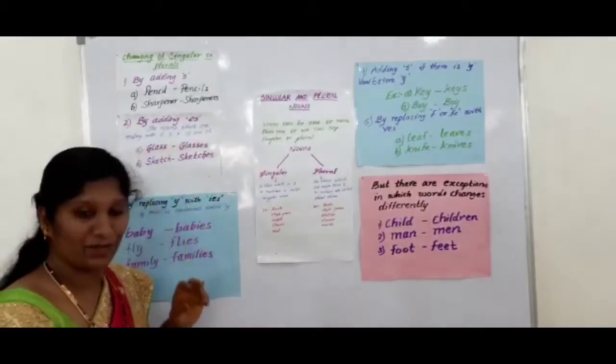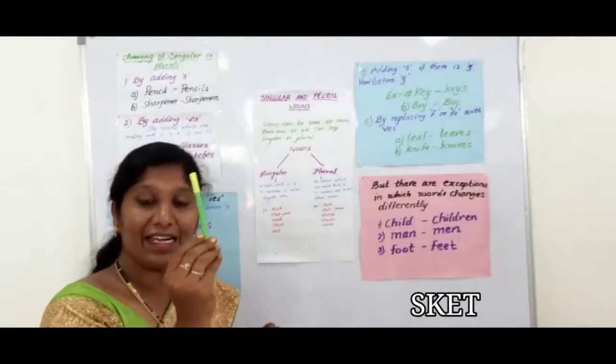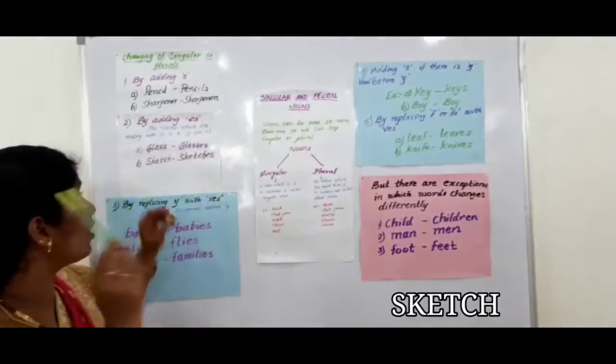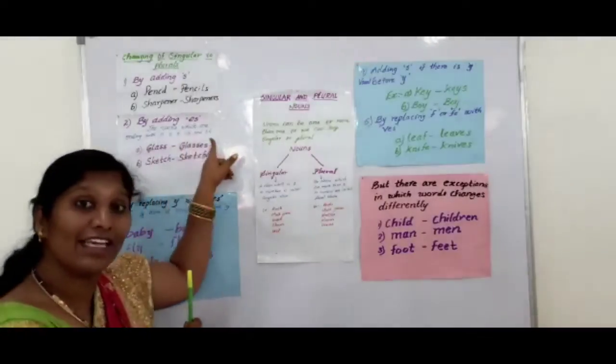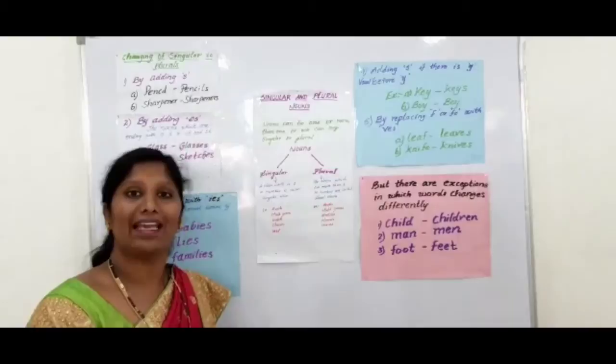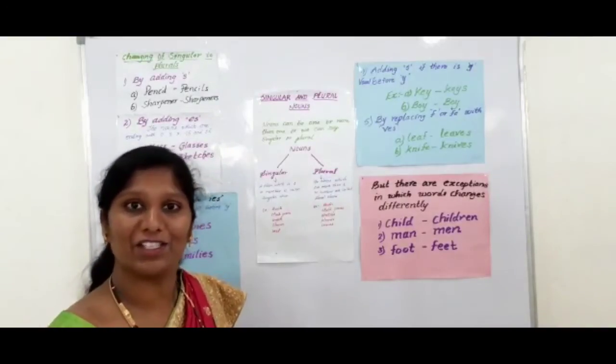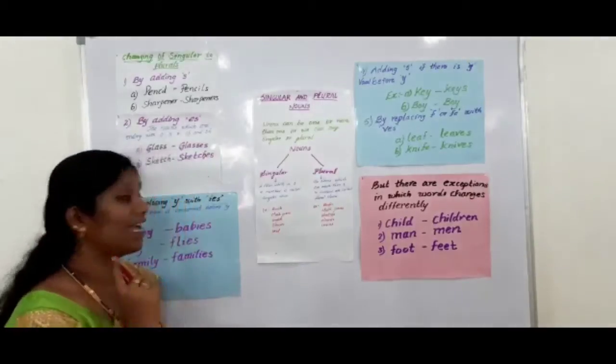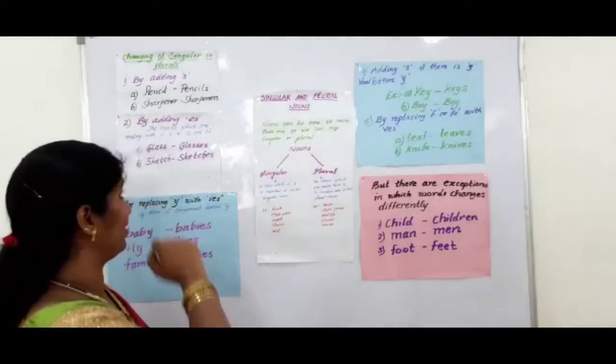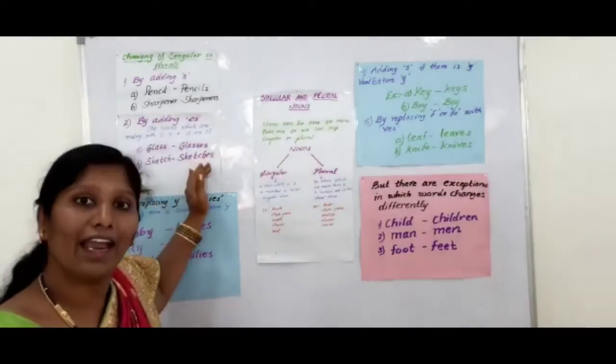Next, sketch. S-K-E-T-C-H. So I told you one rule, no? When it ends with CH, you have to add ES. Okay. Bench. B-E-N-C-H. Bench. It ended with CH. So you have to add ES. Okay. This is the second rule.